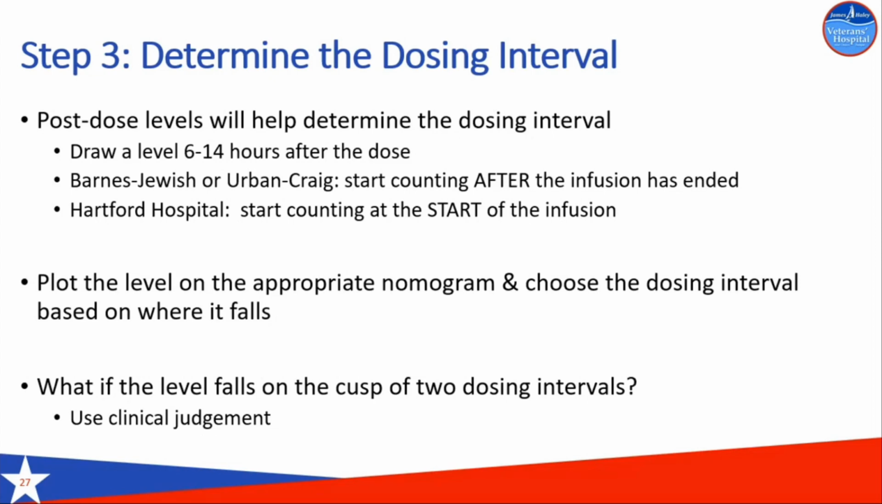What's nice about this is you plot the level on the nomogram, and then you choose a dosing interval based on where it falls. Occasionally, you will have a level fall on the cusp of 2 dosing intervals. This is where you want to use your clinical judgment and decide: do I want to be a little bit more aggressive with my dosing, or can I back off?